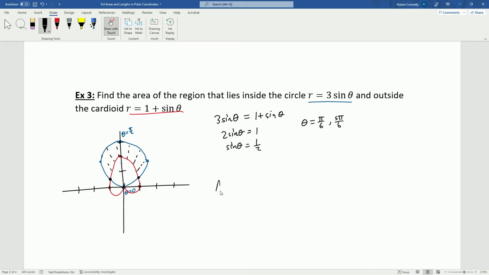So our integral is going to be the following. The integral from pi over 6 to 5 pi over 6 of our outer function here in blue, 3 sine of theta squared divided by 2, plus the inner function, which is the 1 plus sine of theta squared divided by 2, d theta.